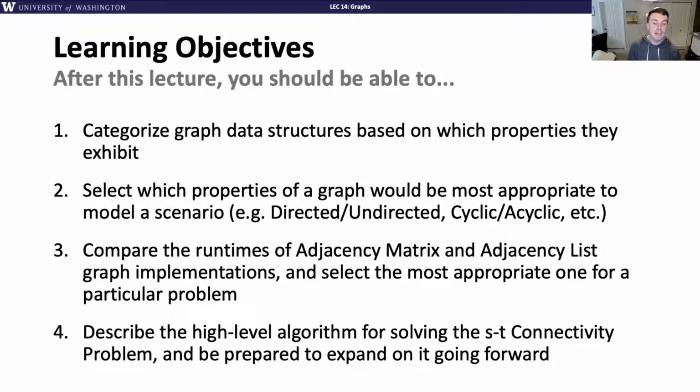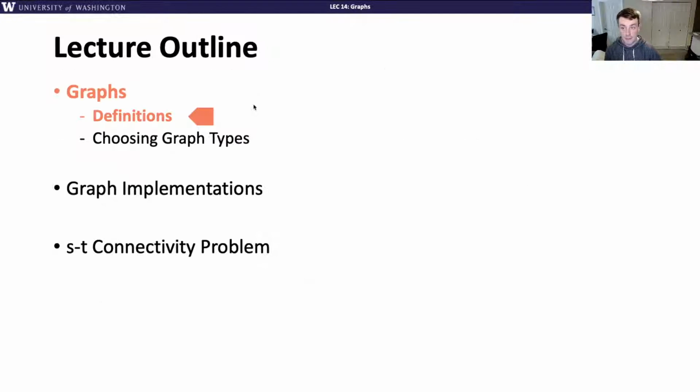Then we want you to be able to compare the runtimes of these different graph implementations, the adjacency matrix and the adjacency list, and select the most appropriate one for a particular problem. And then we're going to introduce the high-level algorithm for this ST connectivity problem, and we want you to be able to expand on that going forward. So really understanding that core basis and how it will expand on that going on into our algorithms for the next week.